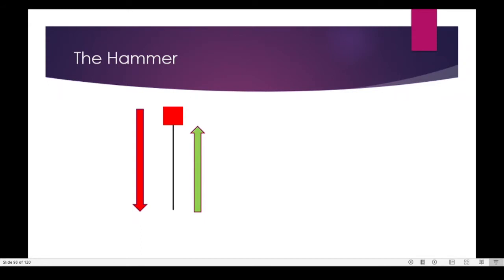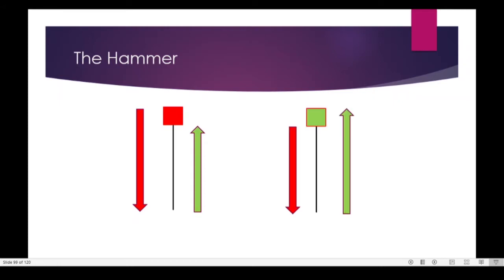Let's take a look at the development of the hammer candle. The bears drive the price down to a day low. Then the bulls take control throughout the rest of the trading session to close. But the bears are at a slight advantage because the candle still closed in the red.